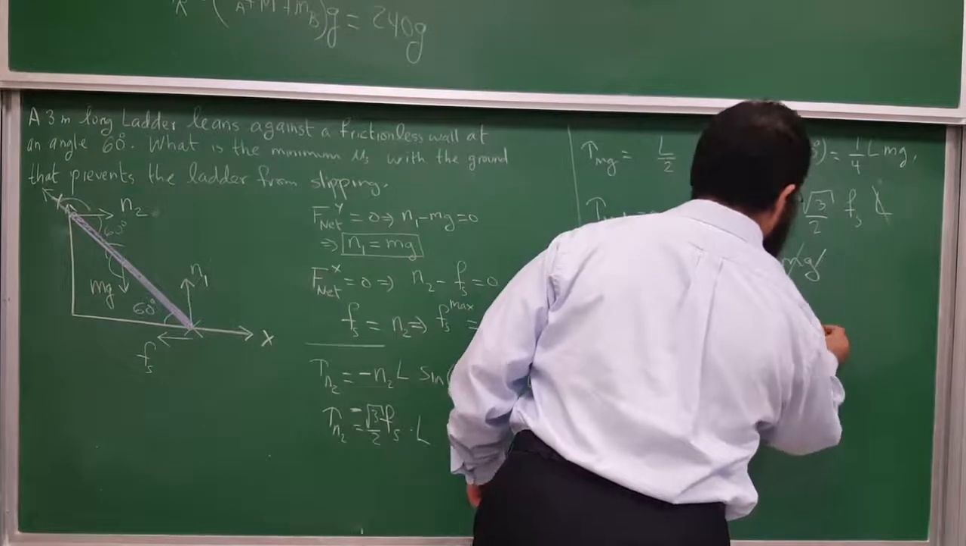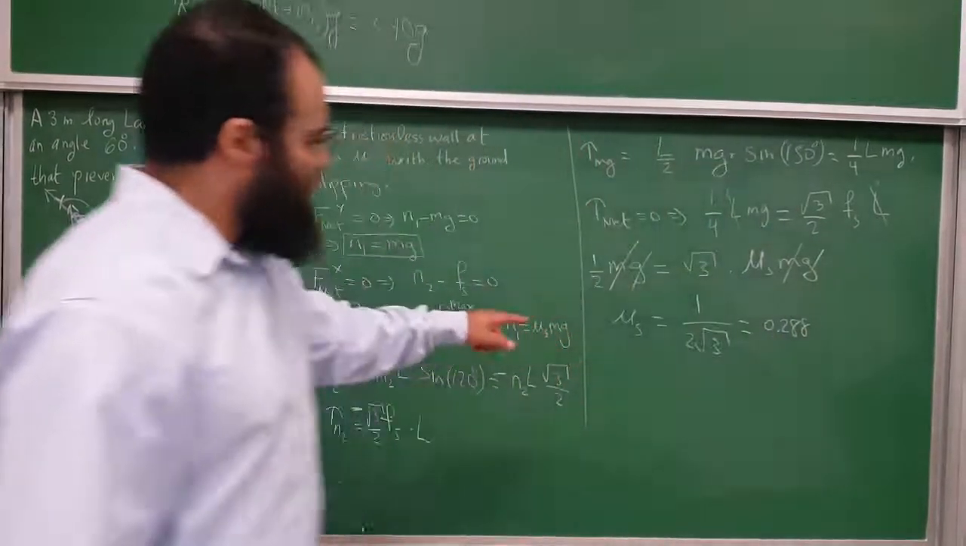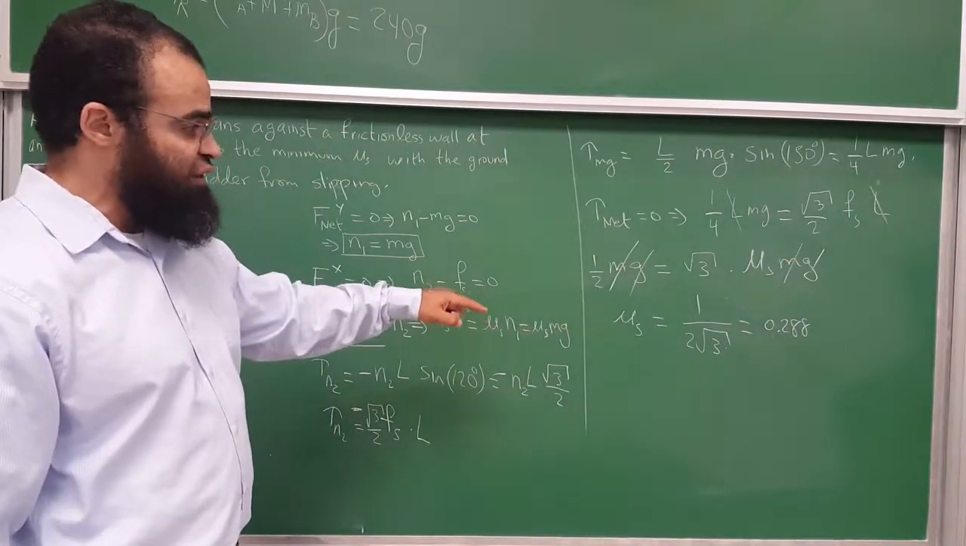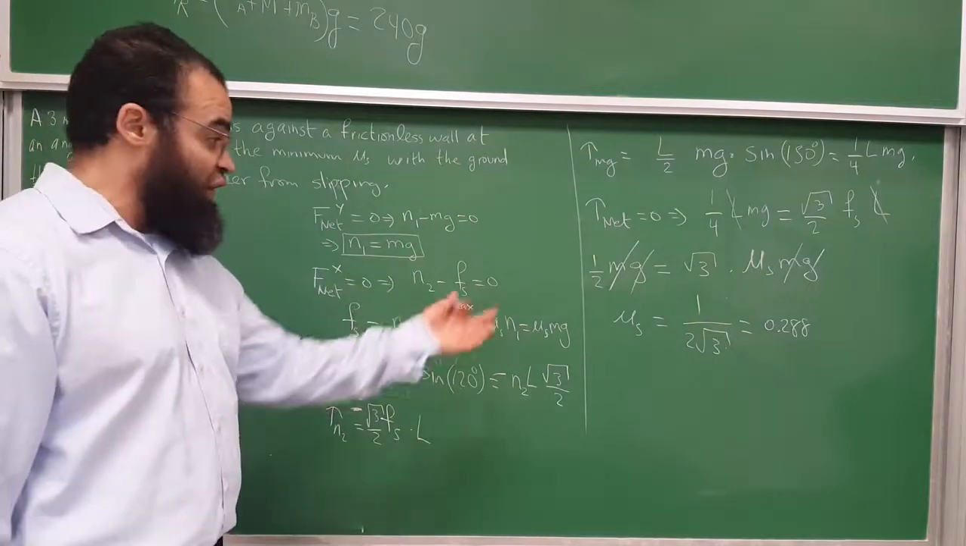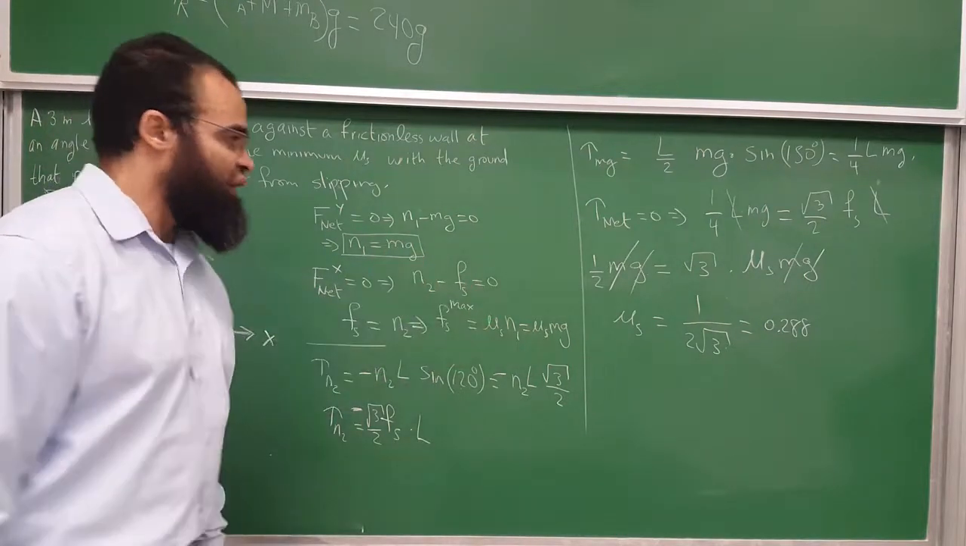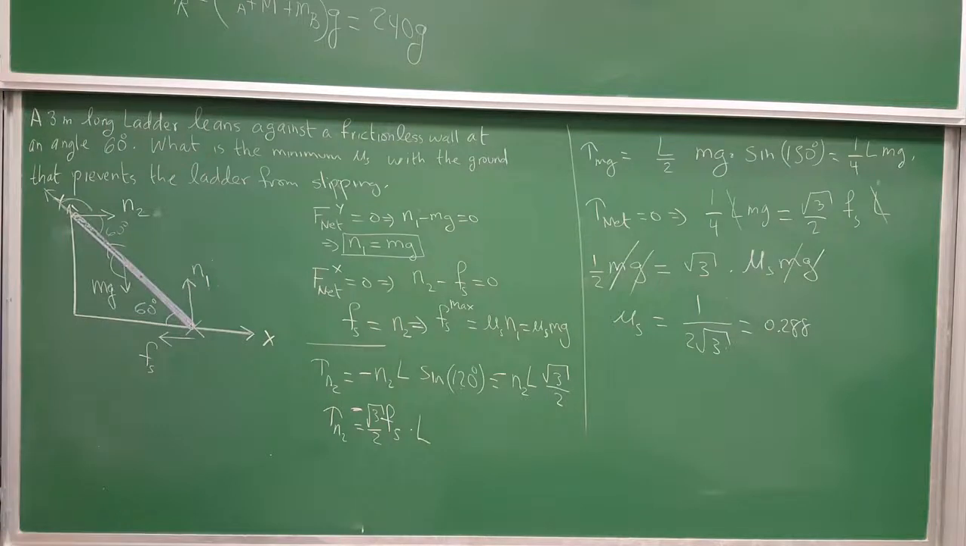0.288 or 0.29. Now, if the force of static friction is less than this, it will slip. If it's greater than this, that's good. So that is the minimum force of static friction that you have. So when the force of static friction is maximum, you're about to slip. So that is the minimum coefficient of static friction.